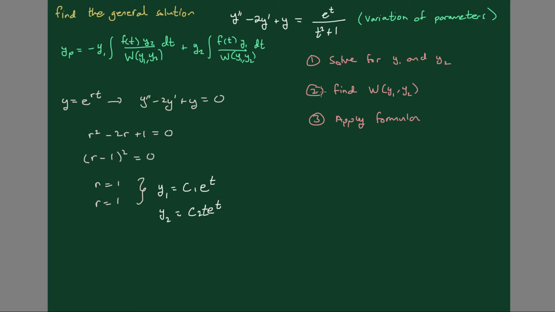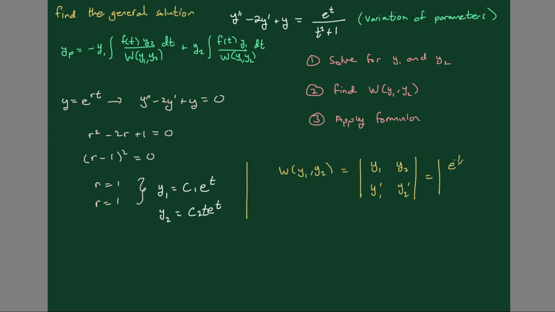So we can go ahead now and try to solve for the Wronskian between y1 and y2, which is the second step. So our Wronskian of y1 comma y2 is going to be the determinant of y1, y2, y1 prime, y2 prime. If we make the substitutions of y1 and y2, this is simply going to be e to the power t and its derivative e to the power t.